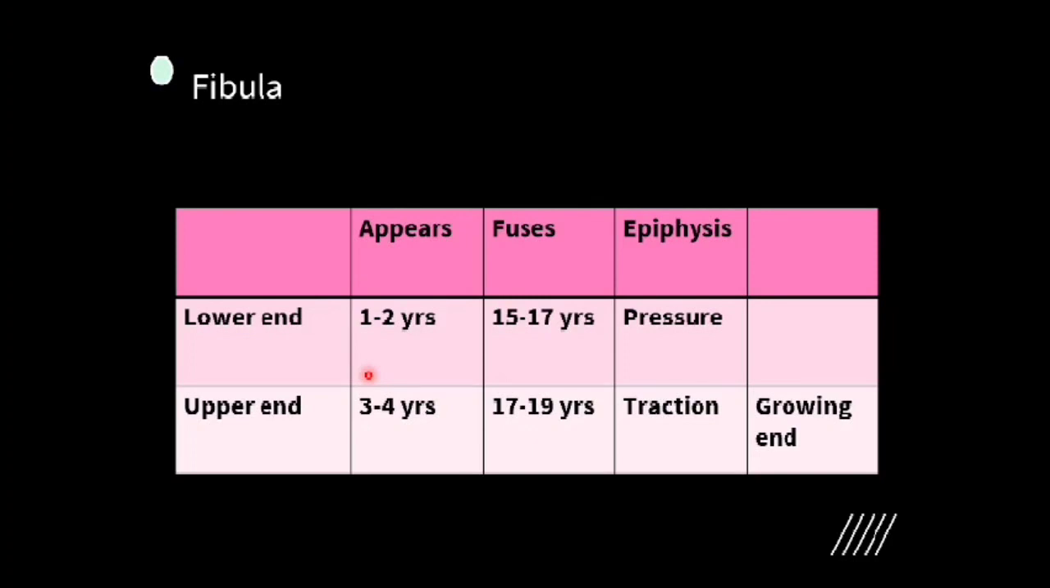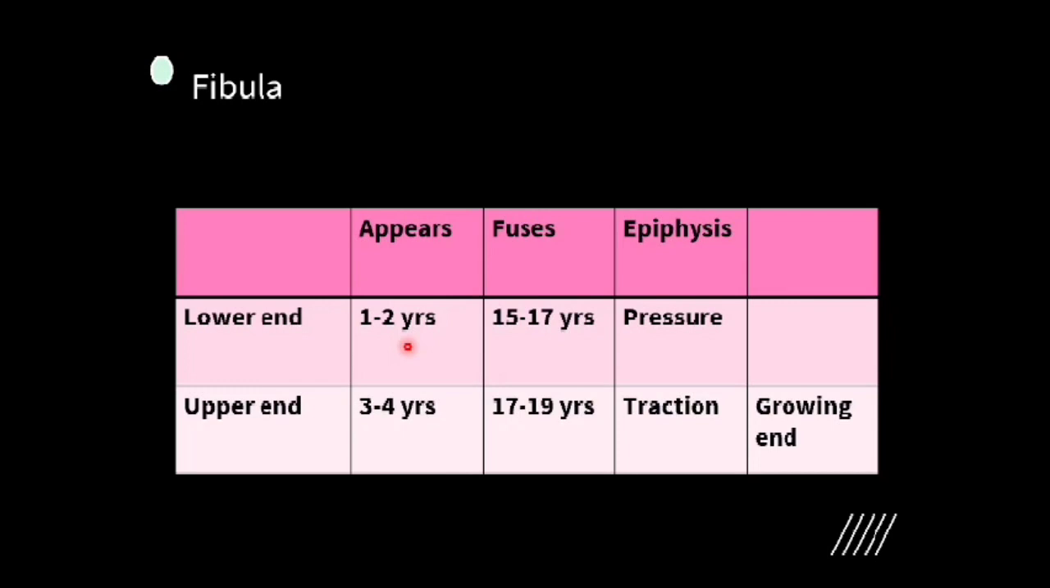Fibula has got a shaft, upper end and lower end. In the lower end, the ossification center appears by 1 to 2 years of age, whereas in the upper end, it appears by 3 to 4 years of age. So according to our law of union of epiphysis, we said that the secondary center that appears first fuses last with the diaphysis. So according to that, what should have happened? The lower end should have fused last.